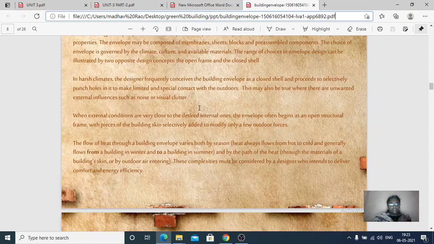In harsh climates, the designer frequently conceives the building envelope as a closed shell and proceeds to select punched holes in it and make limited and special contacts with the outdoors. This may also be true where unwanted.